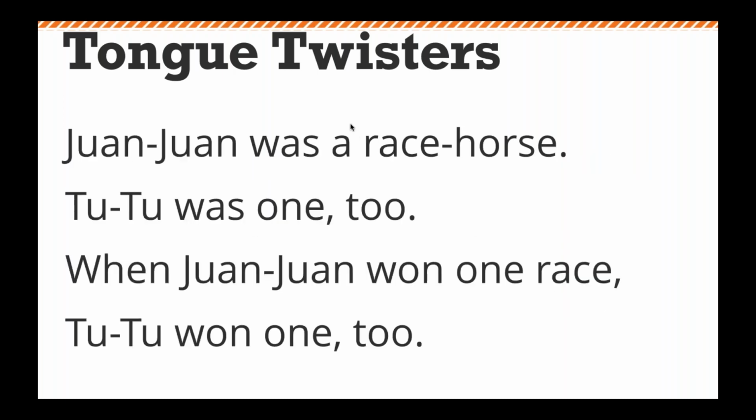So the next one is for those kind of "wah" words. Wan Wan was a racehorse. Tutu was 1-2. When Wan Wan won one race, 2-2 won 1-2. Try it out yourself, please.